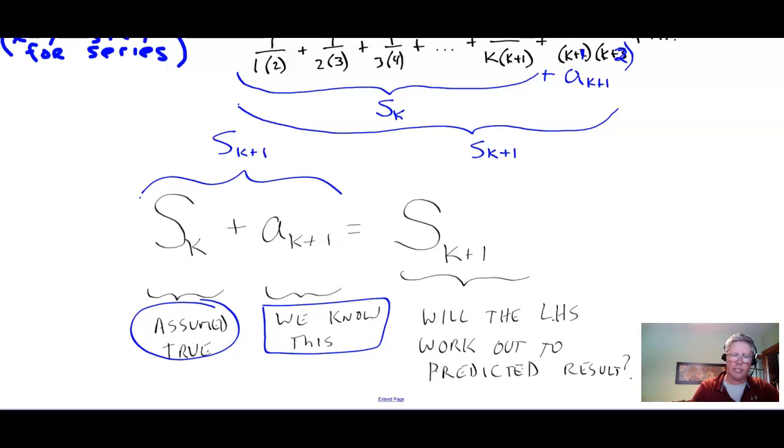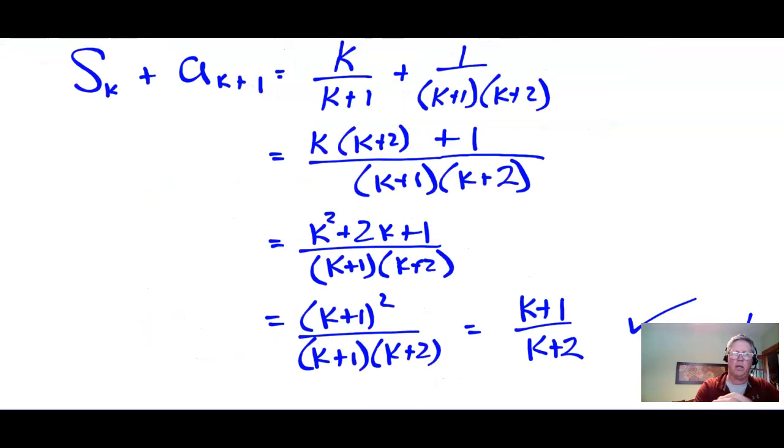So how does this look? Well, I set this up, and I just figure out what it is. This is our assumed value that we assume is true. If we plug k plus 1 in, we get this. And now I just have to do some algebra. Common denominator. Okay, so I multiply top and bottom by k plus 2.